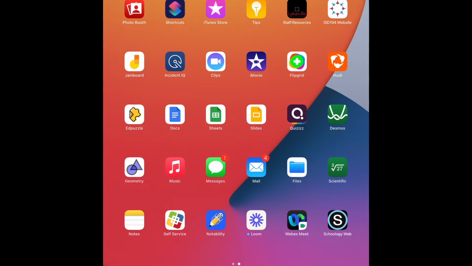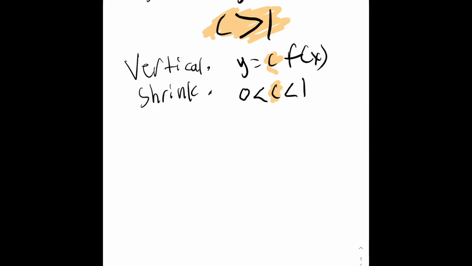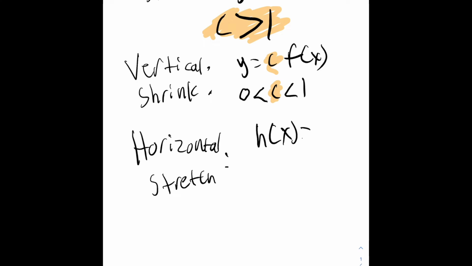We can also do horizontal stretches and horizontal shrinks. It's going to be similar. My horizontal stretch is going to be a little bit different again. I have the same function, h of x equals f, but this time I have to manipulate it inside of my function. So I'm going to take c and manipulate it inside my function. And I can also have a horizontal shrink.